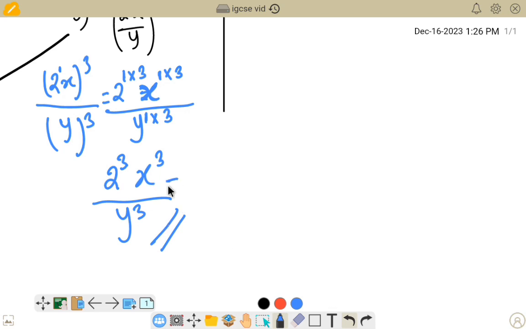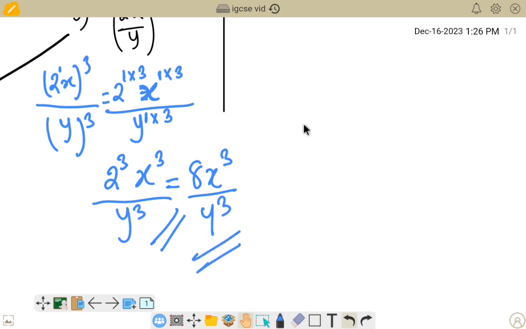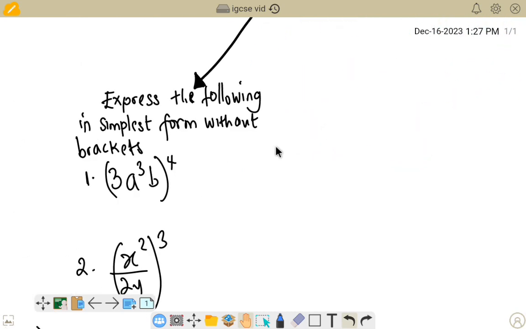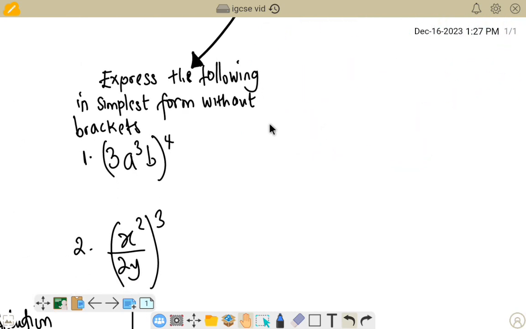So if you just want to simplify it further, 2 raised to the power 3 is 8. That's 2 times 2 times 2. So you can just write 8x^3 divided by y^3. So that will be the final answer to that. Now let's close it up with some tricky examples.